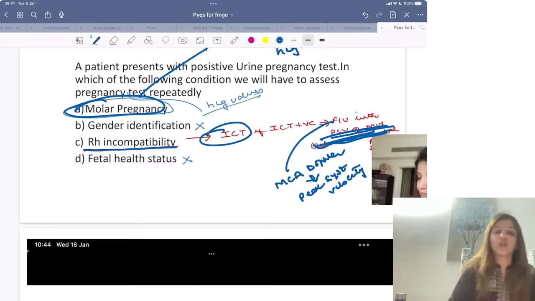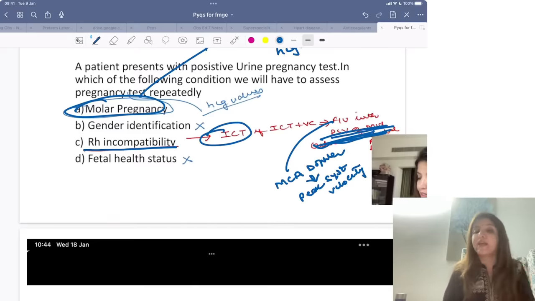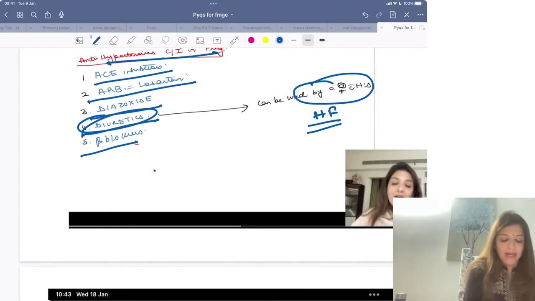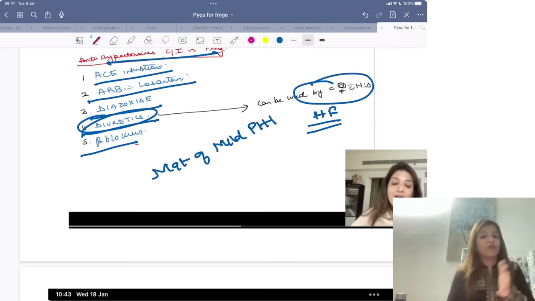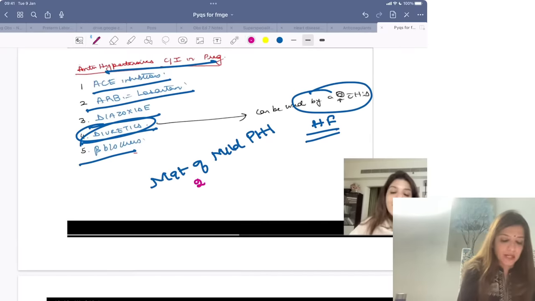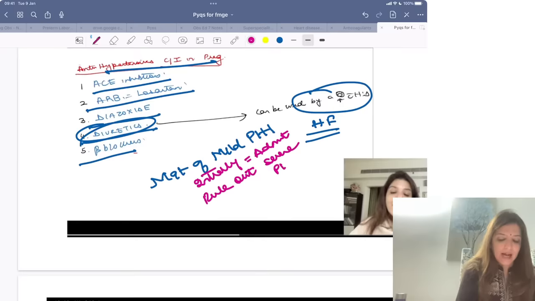Now, you are asking, ma'am, drugs for mild PIH. For mild PIH, we do not use any antihypertensives. If they ask you, what is the management of mild PIH? Please remember, whether it is mild or severe, initially we admit all patients so that I can rule out severe PIH. Once I have ruled out severe PIH, I will discharge them.